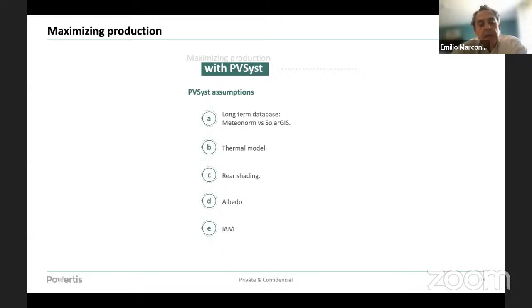And finally, IAM. It's also important to have a look there, because we see that for different manufacturers, when we run PVsyst, there is a huge variance of IAM losses, from 0.9 to 0.15. So we always ask the manufacturers to provide third-party validations of these values, to make sure that we are consistent and that when we compare different modules, we're using a clear like-for-like comparison.